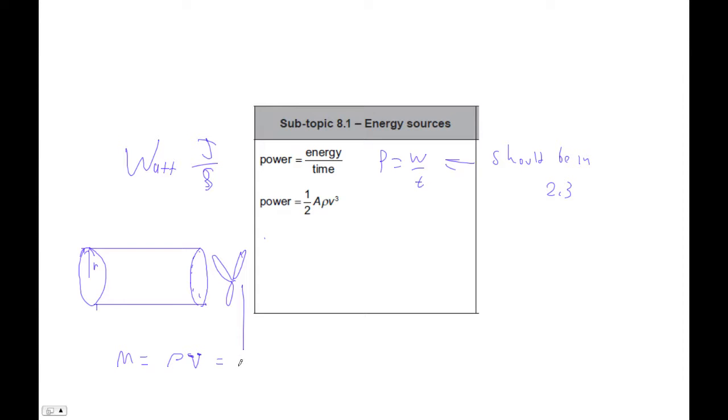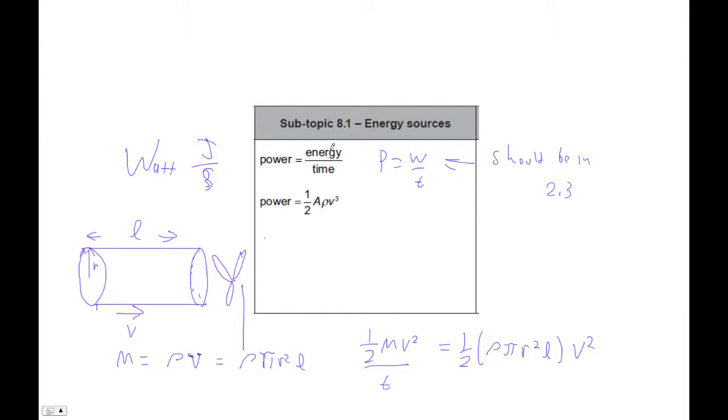The volume of the air is pi r squared times whatever this length is, so the mass is rho times pi r squared times length. The kinetic energy is going to be 1/2 mv squared. So it's 1/2, and then the mass is density times pi r squared times that length, times whatever the velocity of this chunk of air is squared. It's moving this way at some speed. That's the kinetic energy.